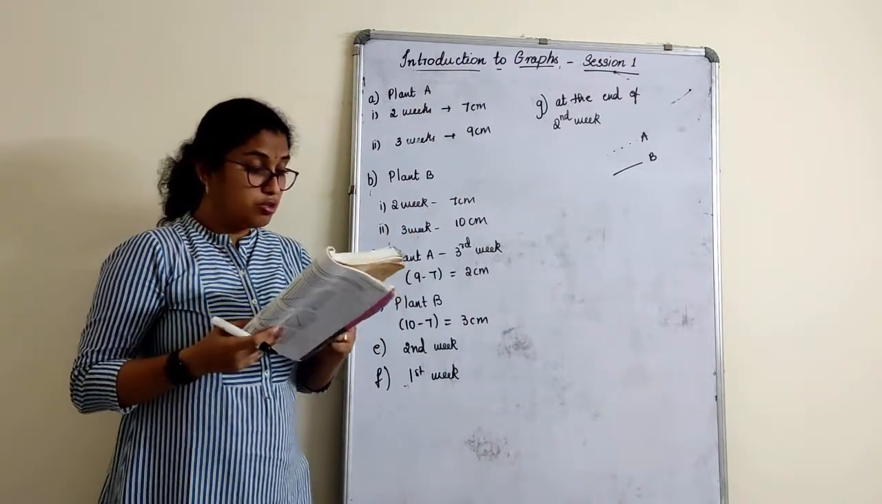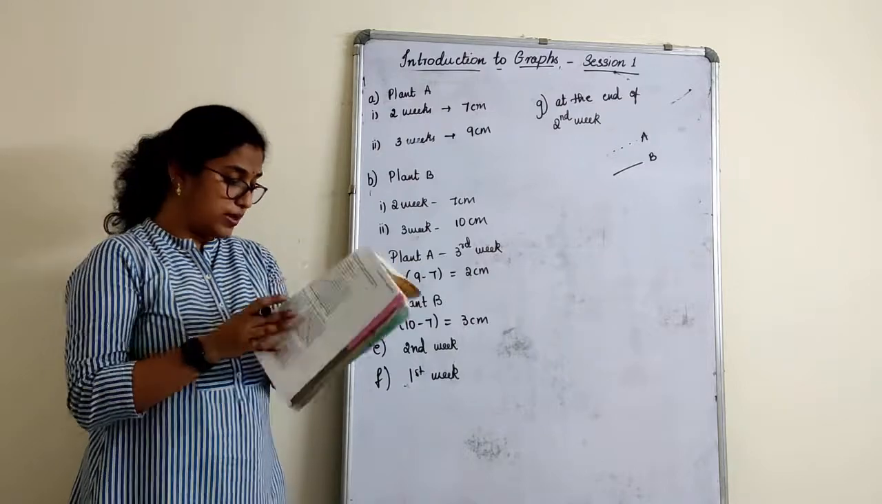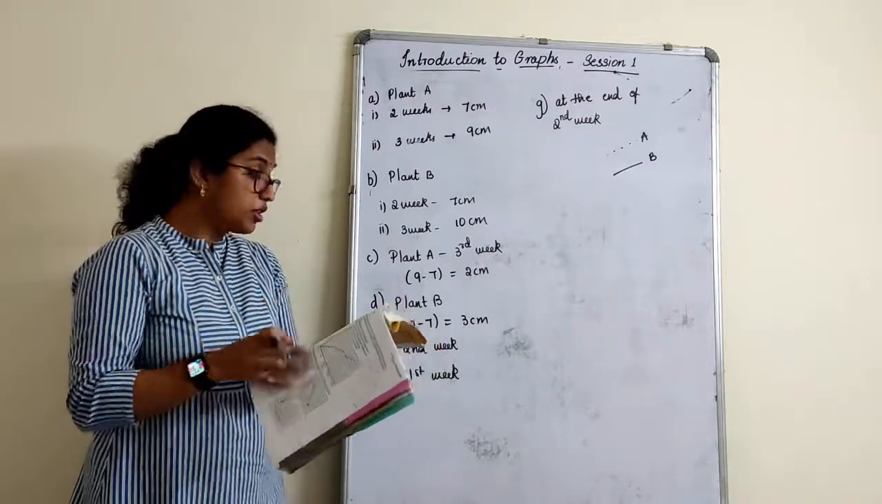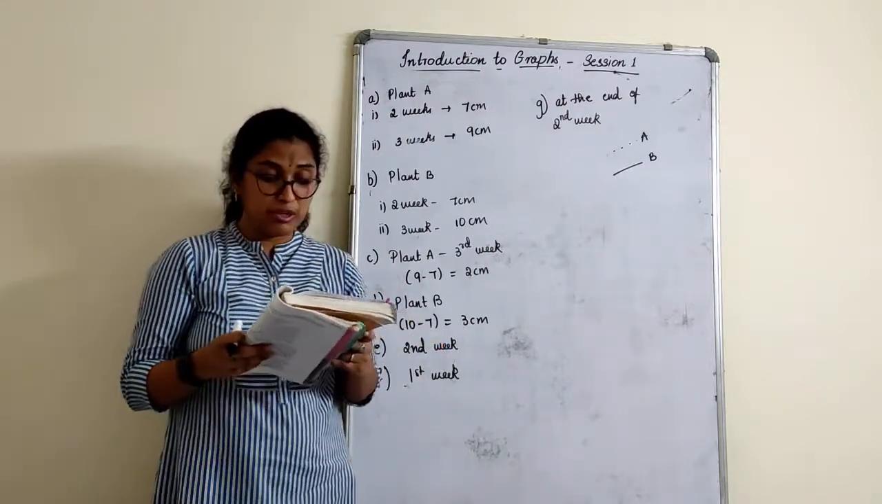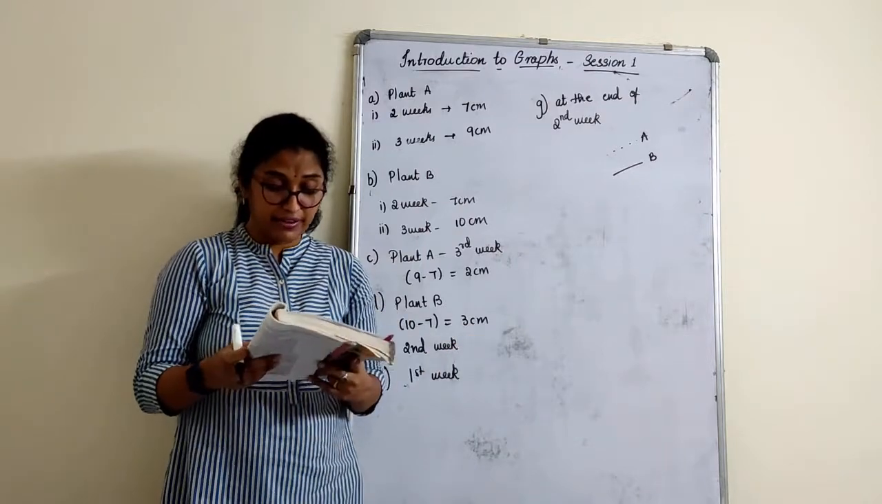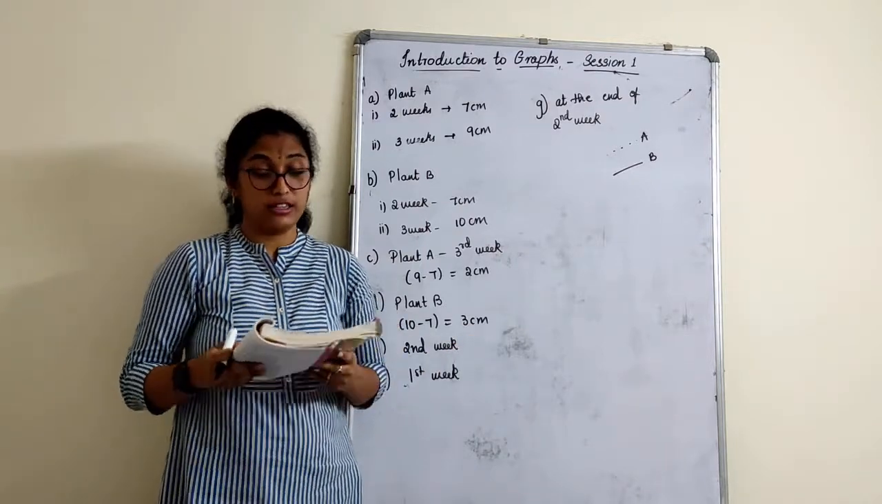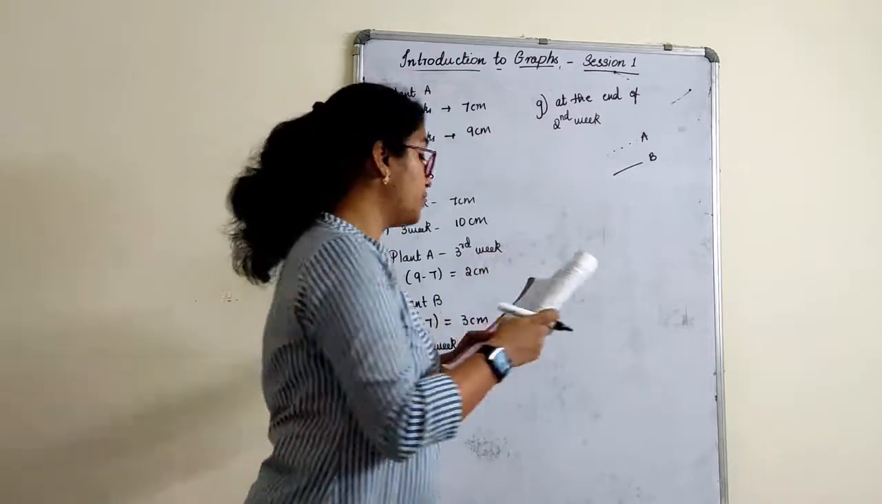Right, children? So the next one, that is the fourth one, is again similar to the question we have just done. They have given us two graphs where we have to check the temperature scale. Mark the fourth one for homework.